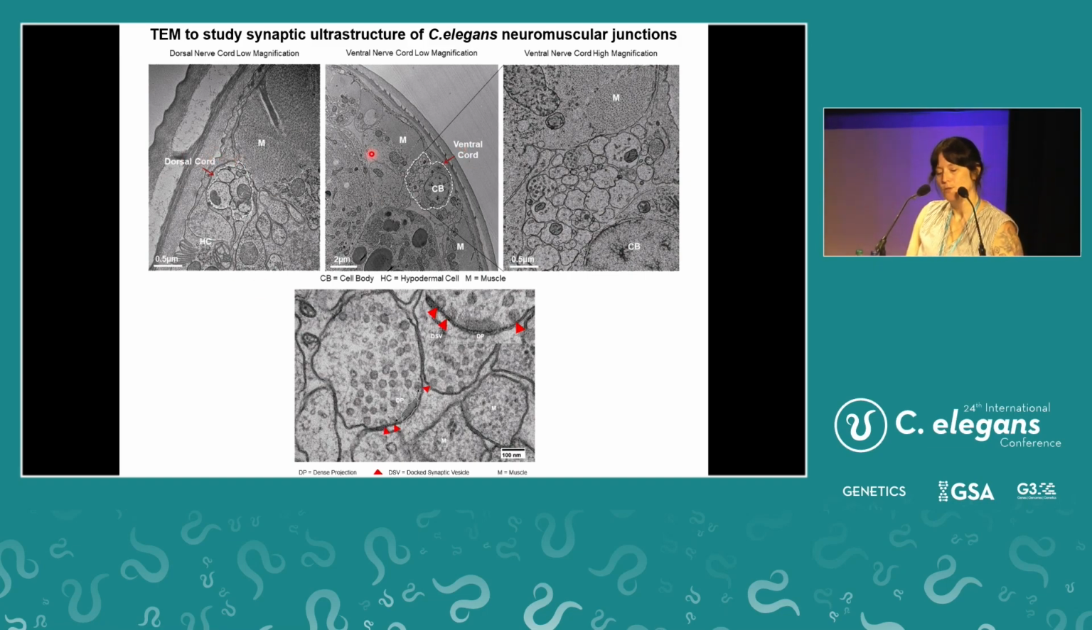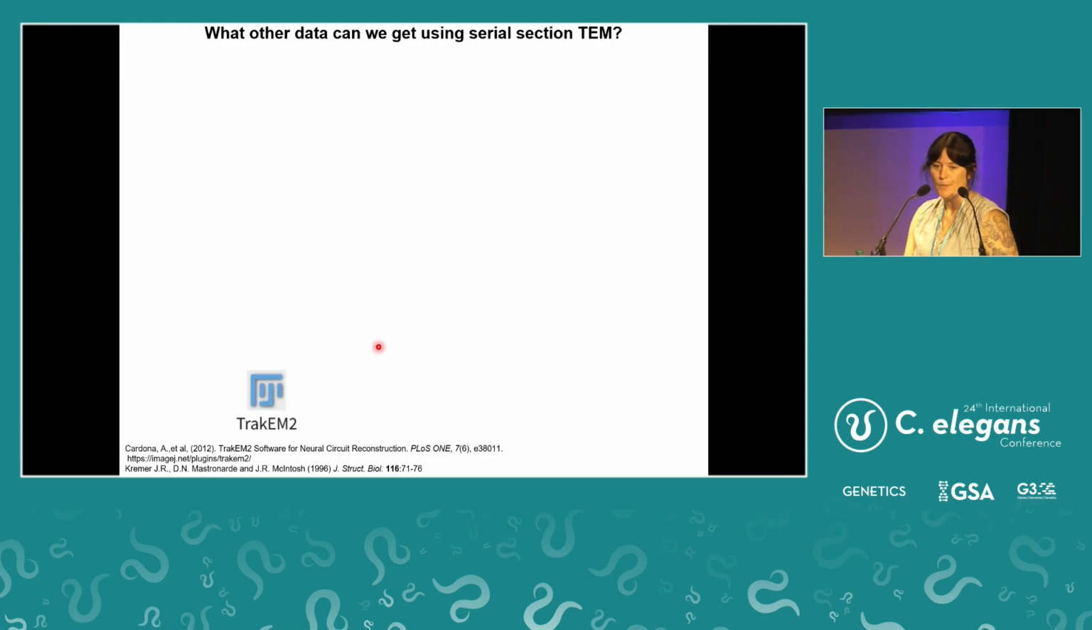Here we're looking at either the dorsal cord or ventral cord, depending on your question, and we look at things like docking, docked vesicles, dense projection, the distance of docked vesicles to the dense projection. But basically, we acquire a lot of these sections of the synapse, and from there we use ImageJ, Fiji.